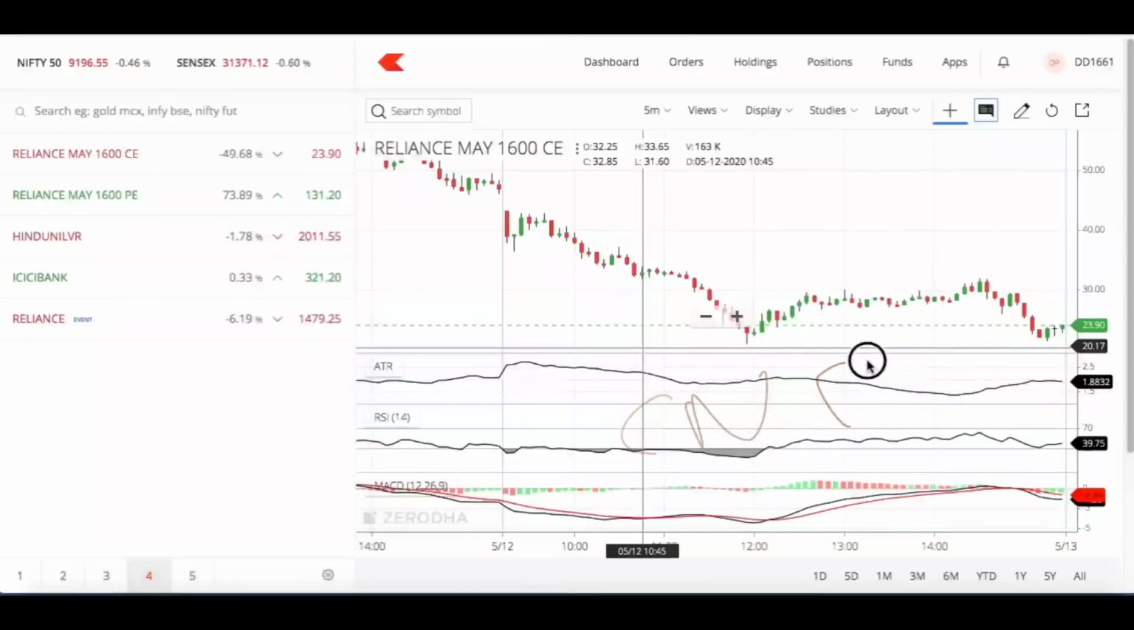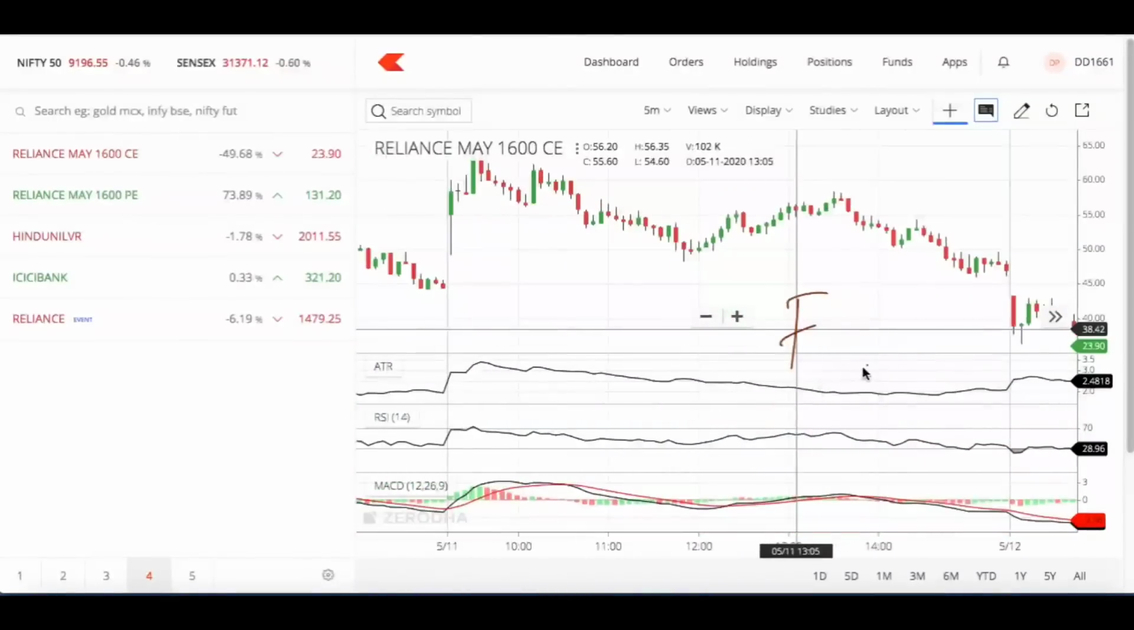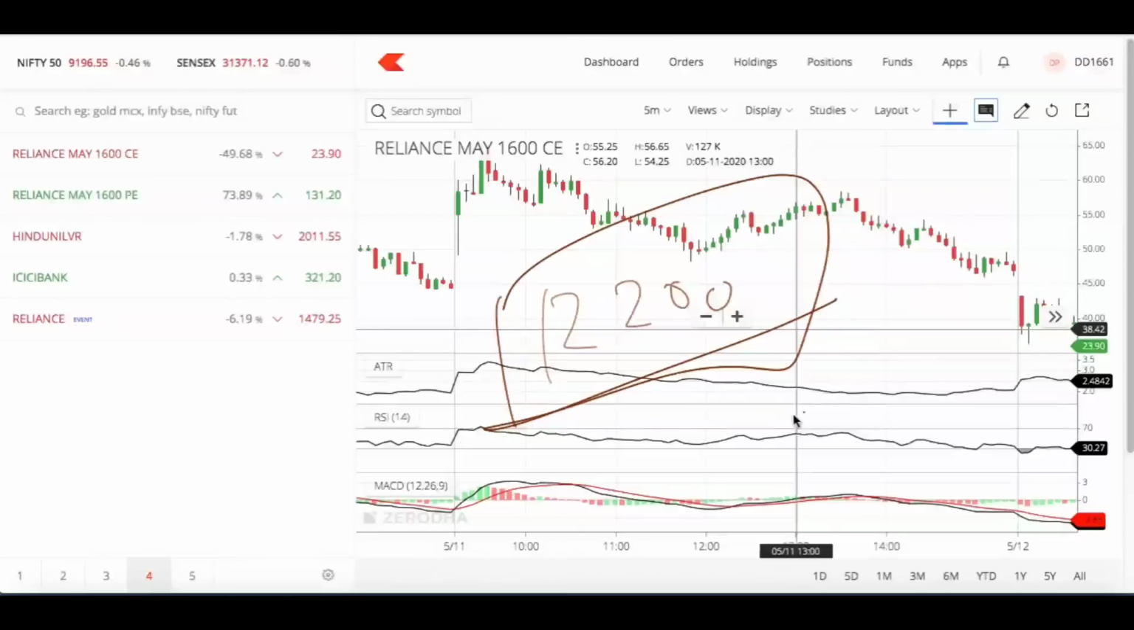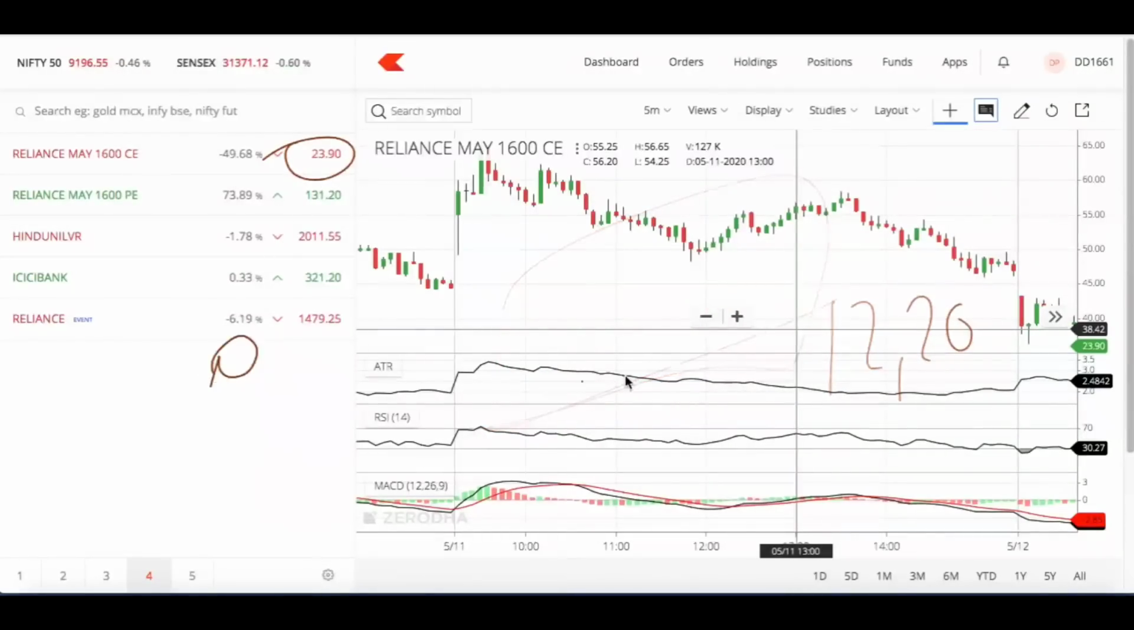Now this is CNC, a normal order, where I gave the full money. Like in futures, you will not get extra two or three times margin on a normal order. You have to pay the full money. 12,200 means the full 12,200 you have to give. The risk is 12,200. If this premium becomes 0, then I will lose 12,200.